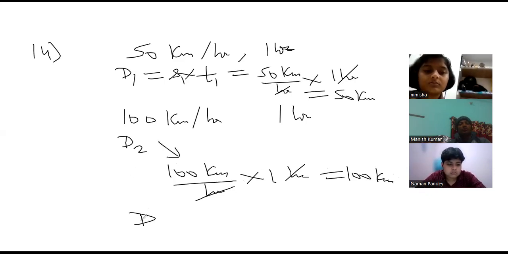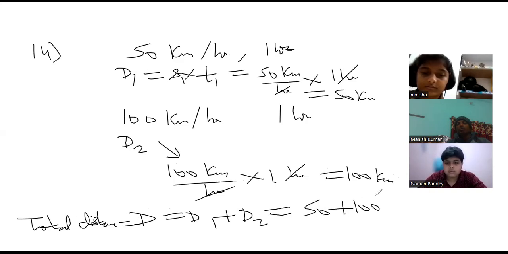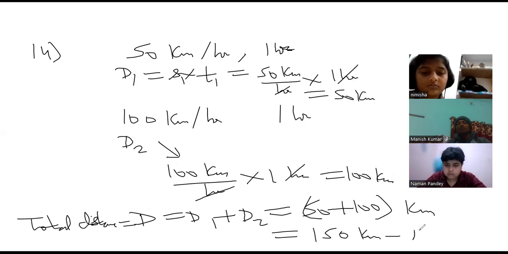And so total distance, here you have to write in the exam. I am writing it in shortcut. Total distance D equal to D1 plus D2. This is the systematic way of writing. It is equal to 50 plus 100, both in bracket, and then you can write kilometer here. If you are leaving any of the terms, then you can be getting lesser marks. 150 kilometer. This is your answer.